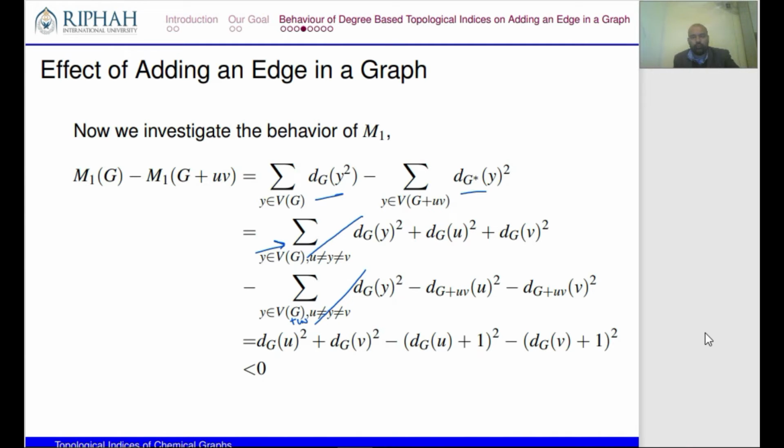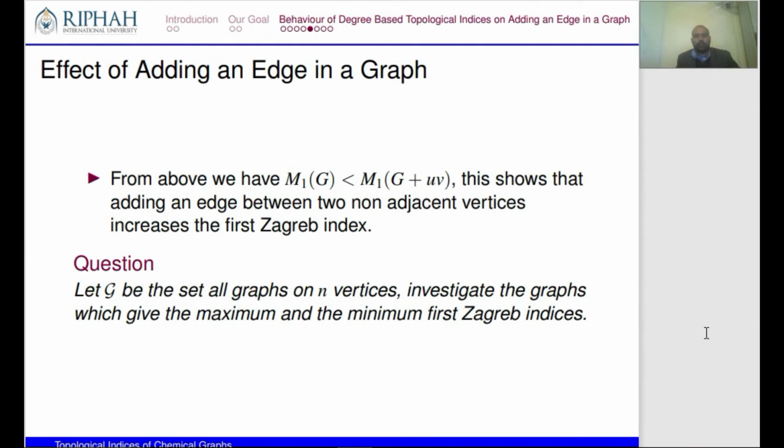So what do we conclude from this discussion? From the above discussion, we can notice that the first Zagreb index of G is less than the first Zagreb index of G plus uv. So what we observe from here is that adding an edge between two non-adjacent vertices increases the first Zagreb index. You can see from this result that we can conclude that adding an edge increases the first Zagreb index.